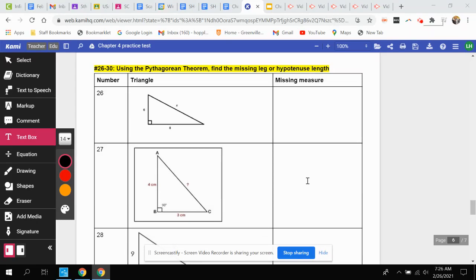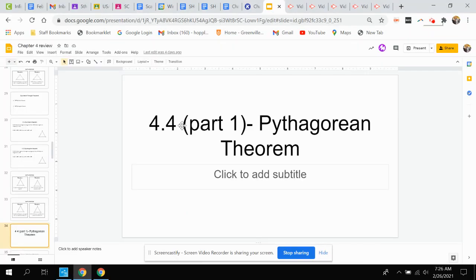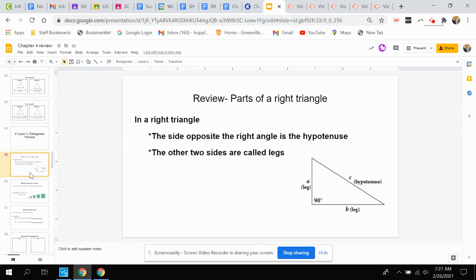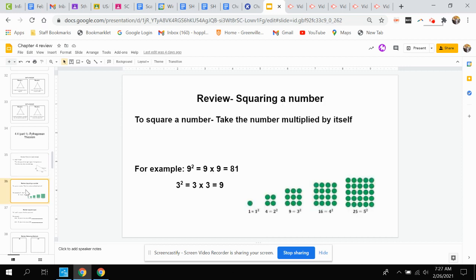Questions 26 through 30. This is a review of Pythagorean theorem. For this section, you're going to want to go to 4.4 part 1 in your chapter 4 review. This is where we're looking at Pythagorean theorem. So just a quick review here when we talk about right triangles, because that's what you use Pythagorean theorem for, in a right triangle, you have the hypotenuse, which is the side directly across from the right angle. And then you have the two legs or the two sides that aren't part of that hypotenuse.